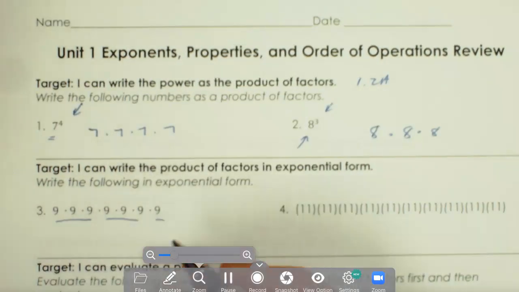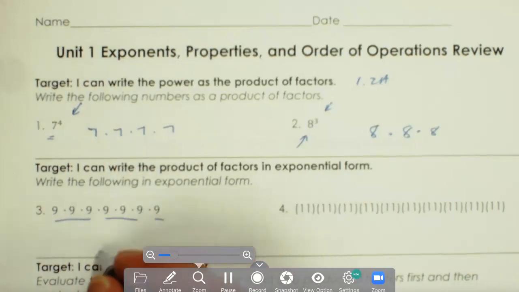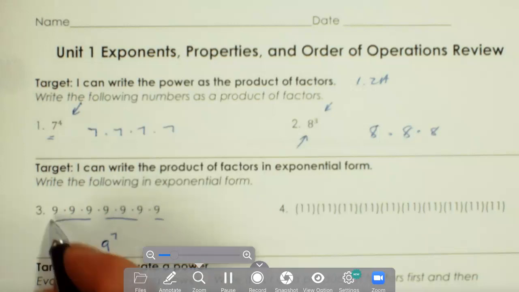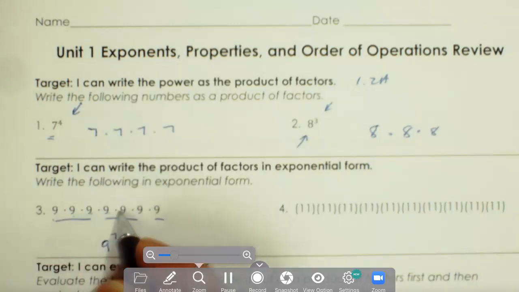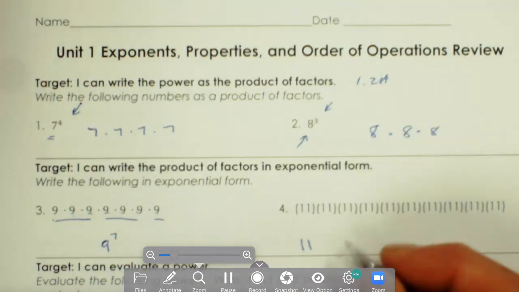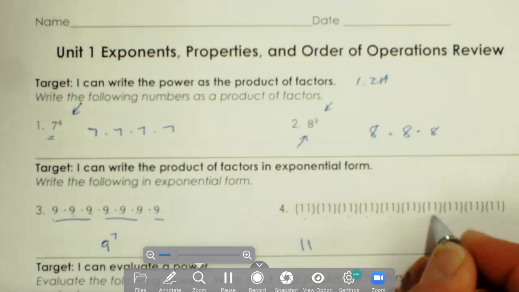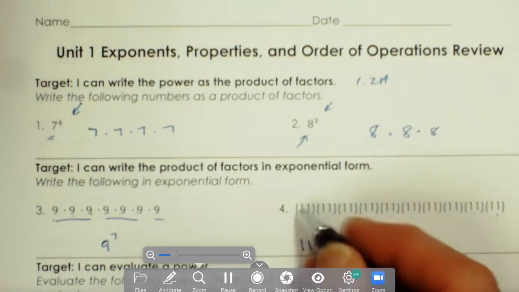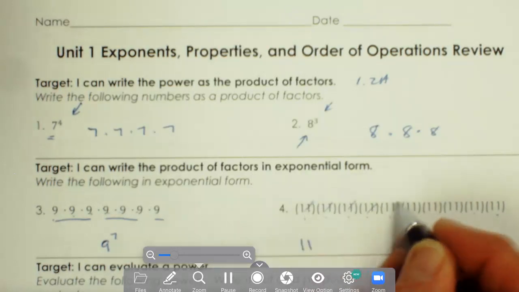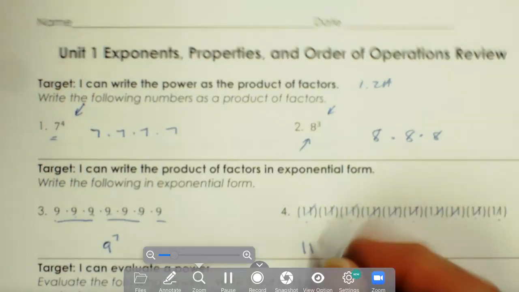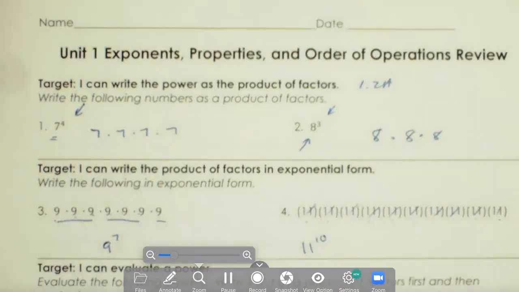Looks like we got a total of seven 9s there, two groups of 3 and a group of 1, so this would be 9 to the 7th power. 1, 2, 3, 4, 5, 6, 7. 9 to the 7th. This one here, it's going to be 11 to the 1, 2, 3, 4, 5, 6, 7, 8, 9, 10th power. 11 to the 10th power.